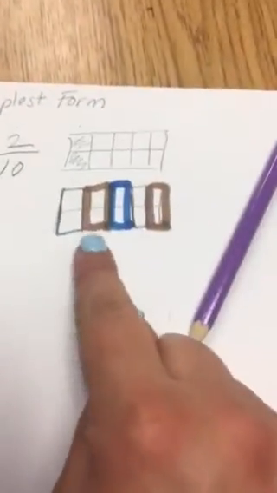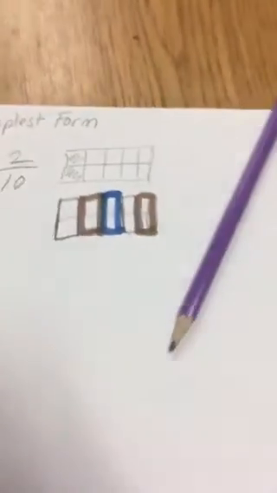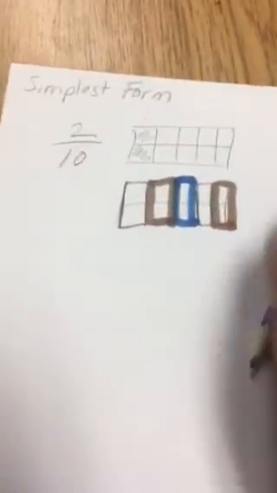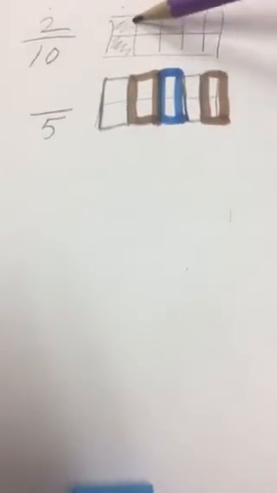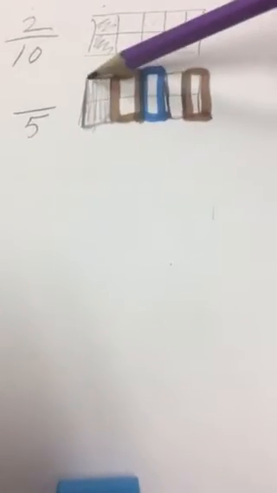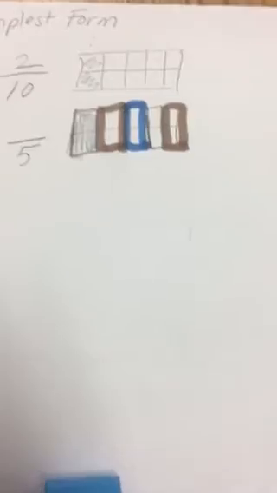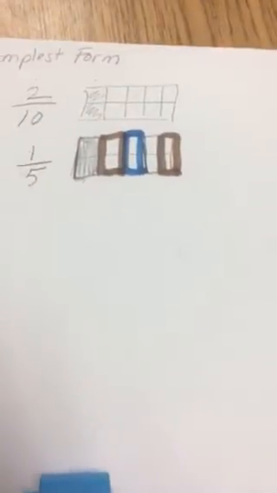So now I have 1, 2, 3, 4, 5 new pieces, okay? So that means my denominator is going to be 5. Now, of the original model, only 1 is colored in. So now I have 1 out of 5 that are colored in.